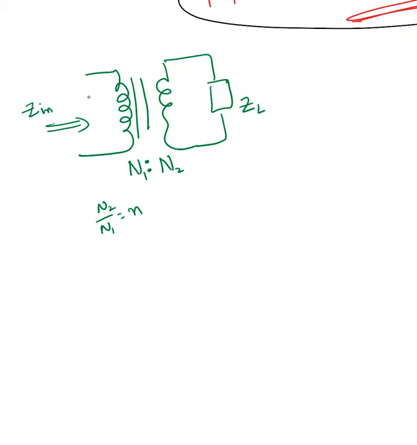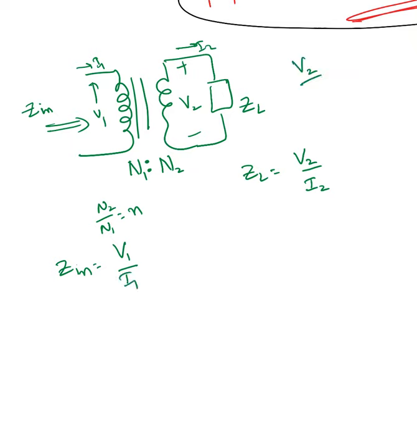What is the input resistance? So here I have V1, I1 and I2, V2. I can clearly see ZL is nothing but V2 over I2. Now Z input, can I write this as V1 over I1? Okay, and we know that V2 over V1 is nothing but N.